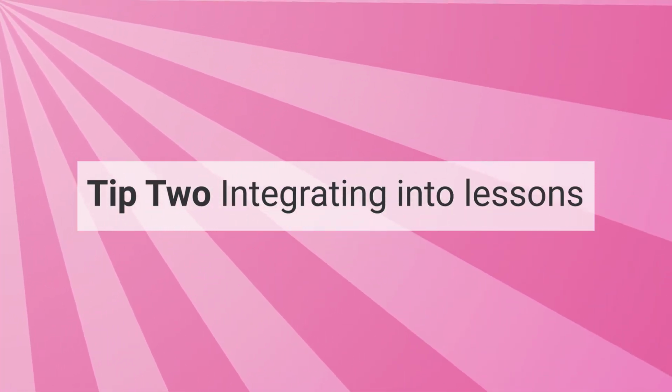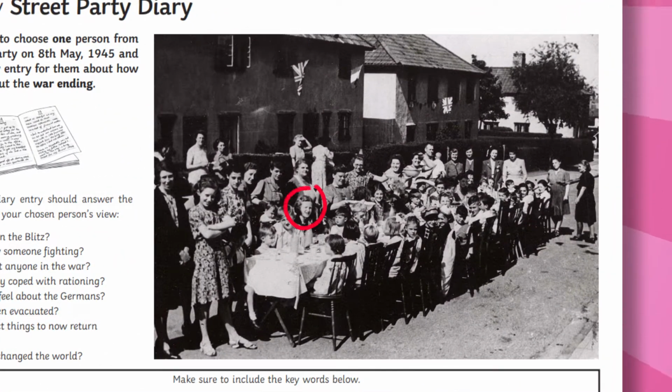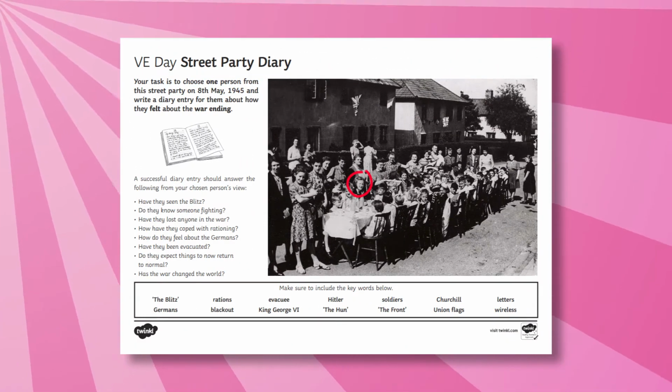Tip 2. Integrating VE Day into maths and literacy lessons. Take a look at this VE Day diary. Children choose a person out of the picture. They then have to think about how they would have felt when they heard that the war had ended. Older children then could create their own diary entry, thinking about how it would feel for the country and the people in that picture on hearing that the war had ended. Younger children could create their own story about the street party that took place. But don't worry, we also have lots of scaffolding resources with questions and prompts on our website to help you with this.